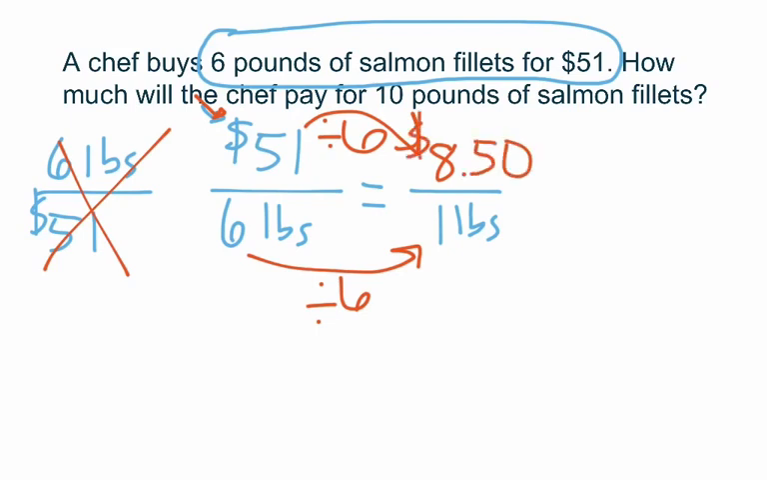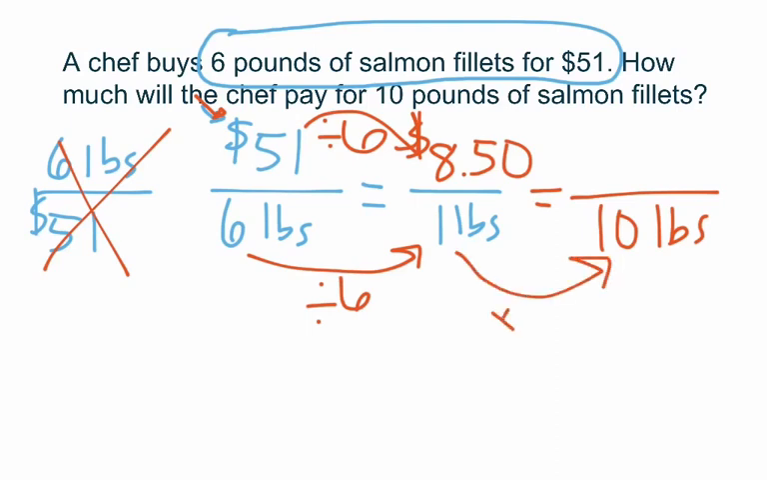Now, the question is not how much does one cost. The question is how much do 10 pounds of salmon fillets cost, okay? And our whole point was unit rate, so that's why I found the unit rate first. Now that we know 1 pound of salmon fillets costs $8.50, are we able to take that information and get to the 10 pounds? And hopefully you're like, yeah, easily, because 1 times 10 is 10.